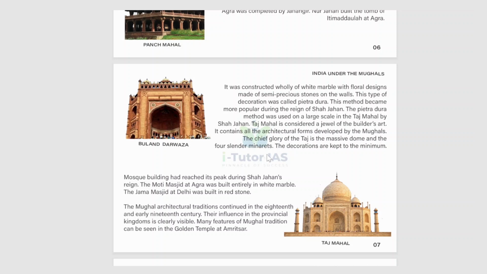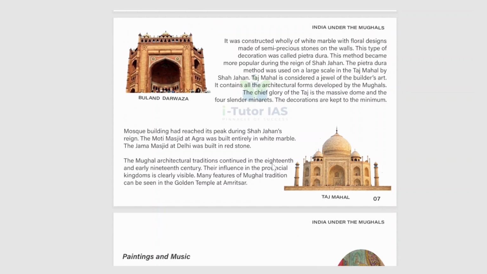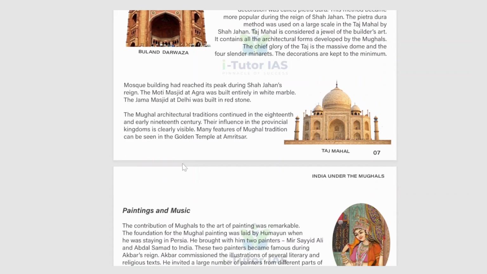The Taj Mahal is considered a jewel of the builder's art, and it contains all the architectural forms developed by the Mughals. The chief glory of the Taj is the massive dome and the four slender minarets. The decorations are kept to the minimum. So this is the picture of the Taj Mahal.